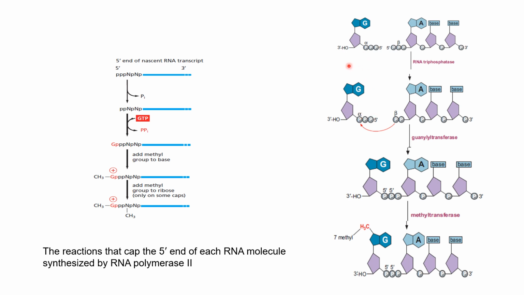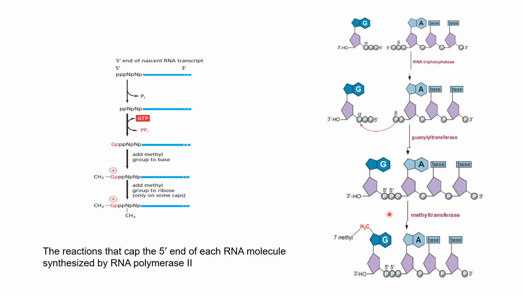Now we can see that this is guanosine monophosphate, because two phosphates are removed. You can see here that the inorganic phosphate is removed, and the guanosine monophosphate is now linked to the 5' end of the RNA transcript. This reaction is catalyzed by guanylyl transferase. Then in the next step, the methyl transferase enzyme catalyzes the transfer of a methyl group from the substrate SAM, that is S-adenosylmethionine. This methyl group is attached at the N7 position of the guanine. So this is how the capping occurs.